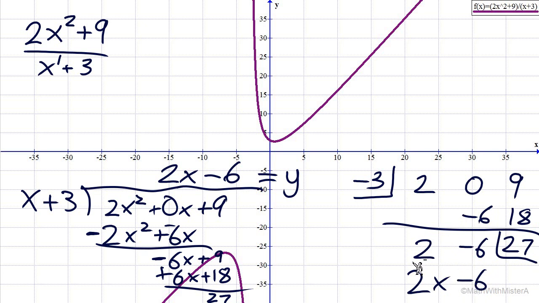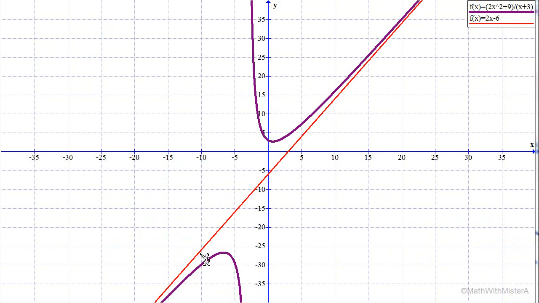That's good. Let's clear this stuff out and draw in the line y equals 2x minus 6 and see if we're accurate. So that looks good to me. There's our oblique asymptote, y equals 2x minus 6.